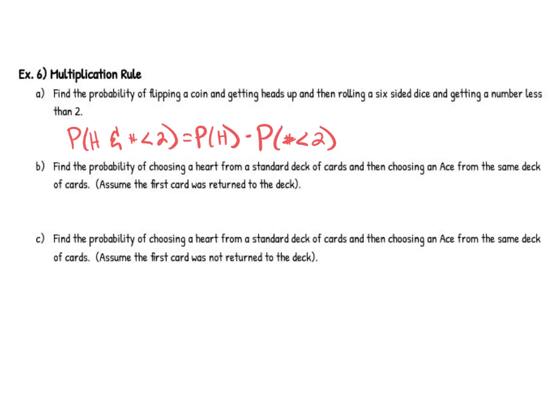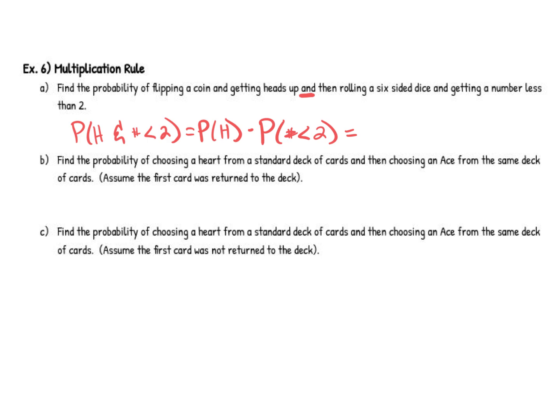So let's practice that multiplication rule with example 6. Find the probability of flipping a coin and getting heads up, and then rolling a 6-sided die and getting a number less than 2. So we're looking for the probability of heads times the probability of a number less than 2. The probability of getting heads on a coin is 1 out of 2. And the probability of getting a number less than 2 is just 1 out of 6 because that's just the number 1. So your probability would be 1 over 12.